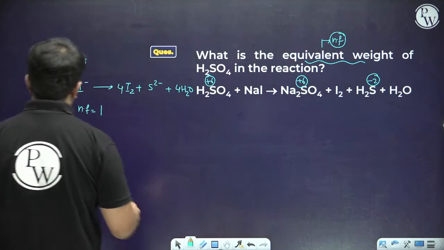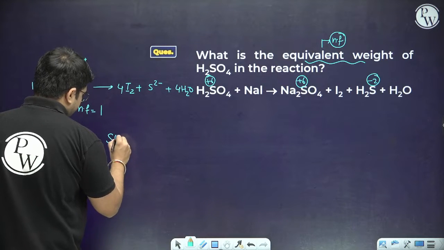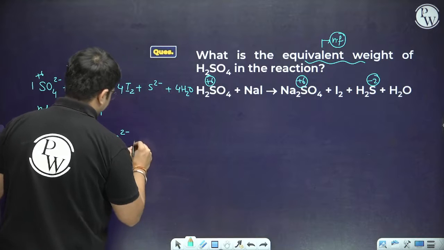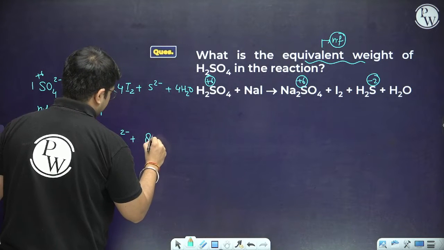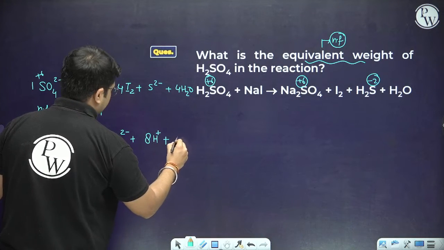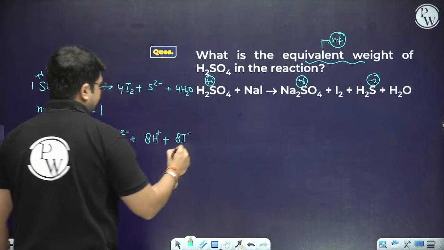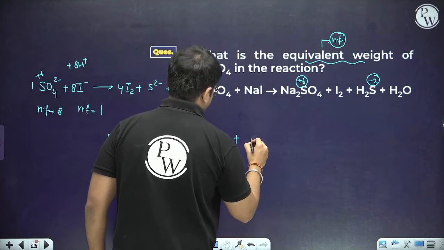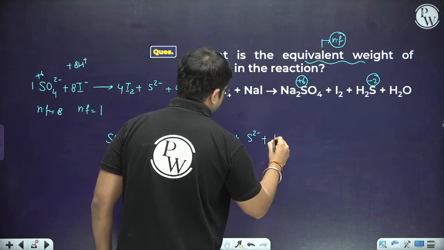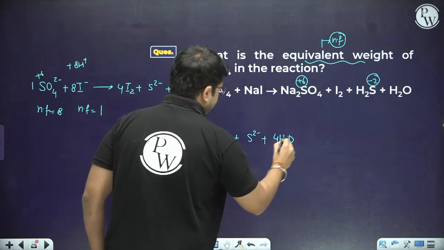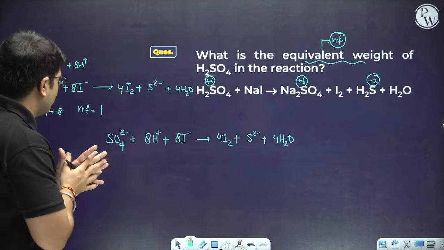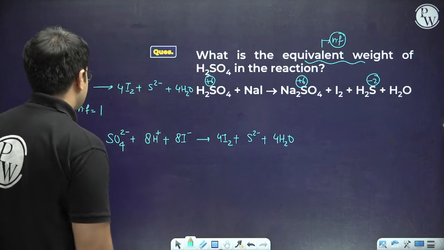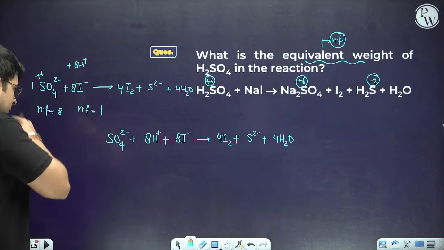So we have the final equation, which is SO4 2 negative plus 8H positive plus 8I negative will give us 4I2 plus S2 negative plus 4H2. I guess this equation is a balanced equation.